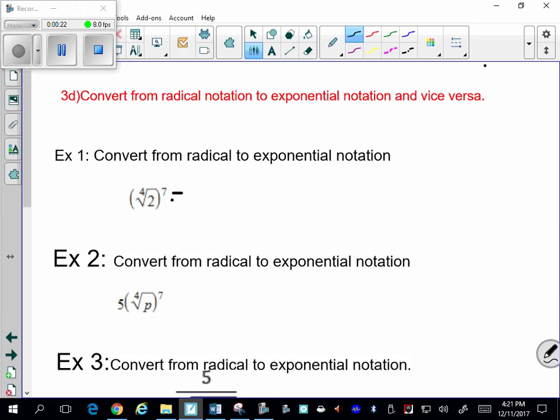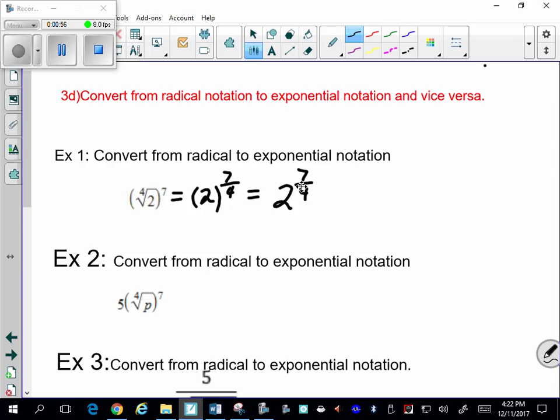So to do this, what's underneath the radical, you can always put that in parentheses. And then the exponent becomes your numerator. Your radical becomes your denominator. In this case, because the 2 is singular, there's not a coefficient and variable, we don't actually need the parentheses, so it could just be 2 raised to the 7/4.